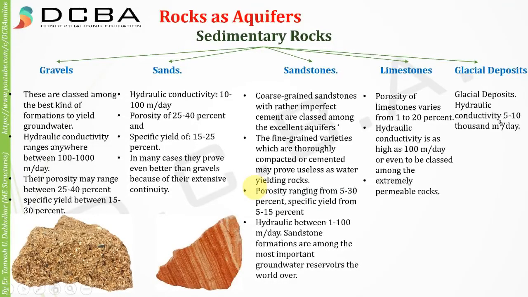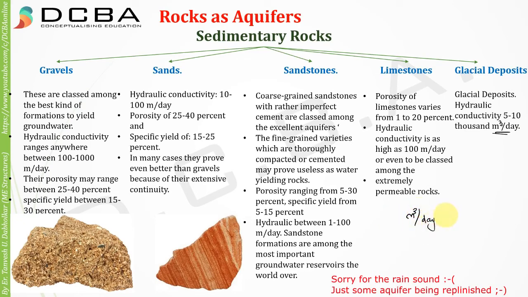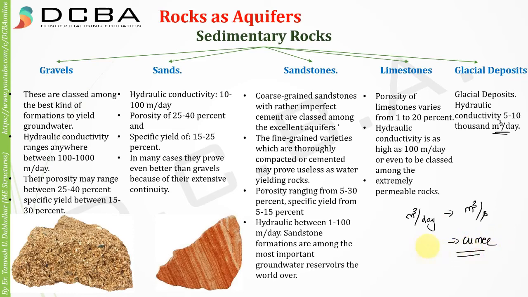So glacial deposits have hydraulic conductivity of 5 to 10,000 meter cube per day. Here we are not talking about how much depth it is traveling, but we are talking about the flow, how much flow glacial deposits can have. So this is the unit of discharge, right? Meter cube per day. So it can be easily converted to meter cube per second, or you have also learned it as cumec. This is for discharge. So here they have given a hydraulic conductivity in terms of discharge.